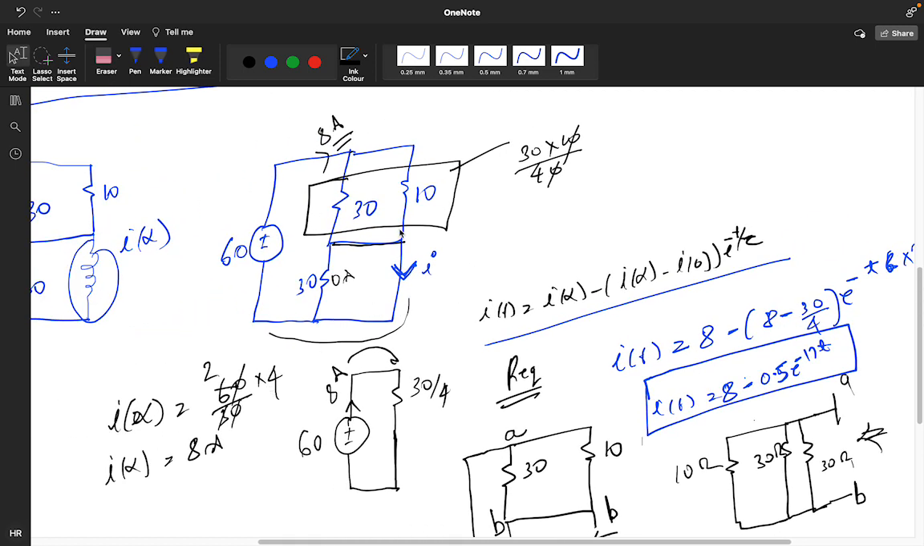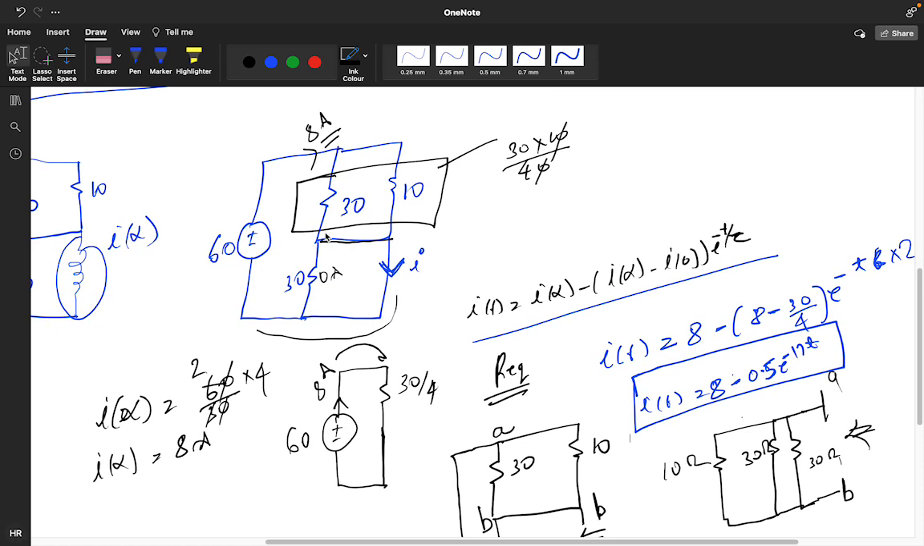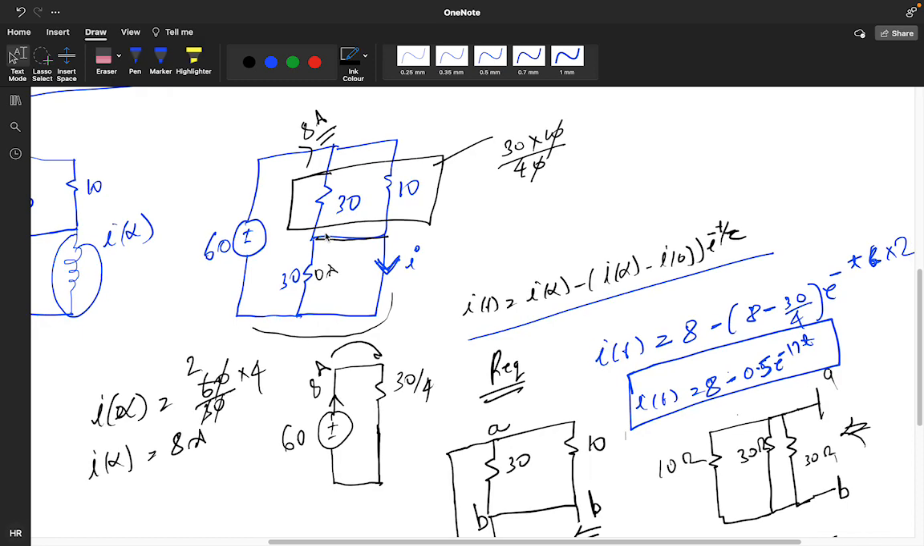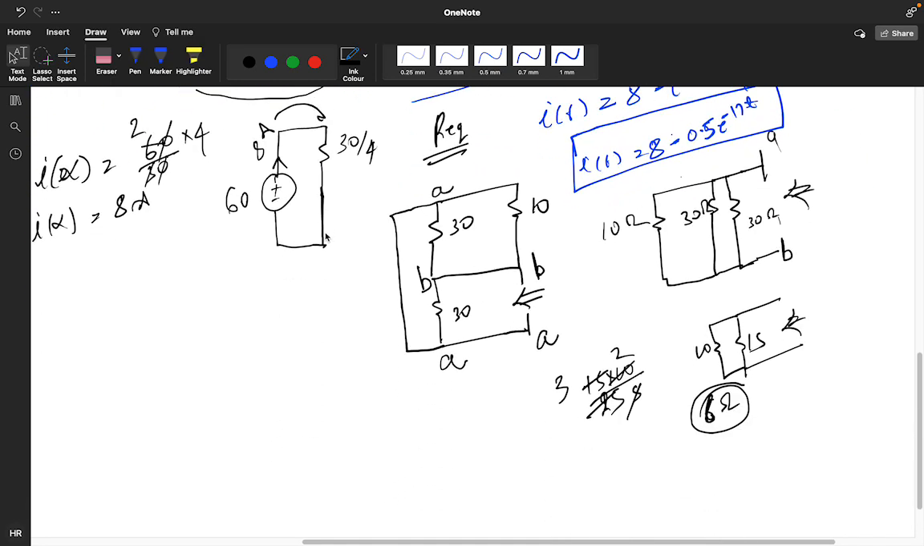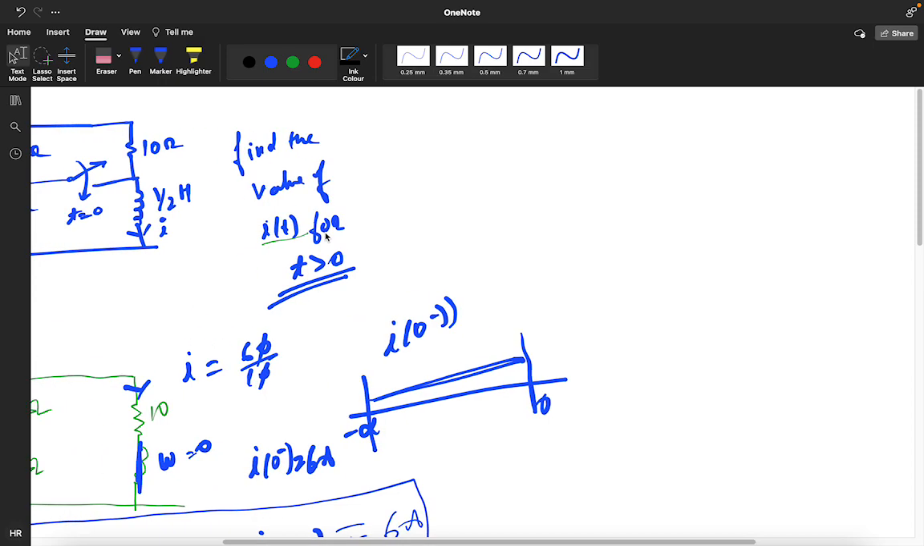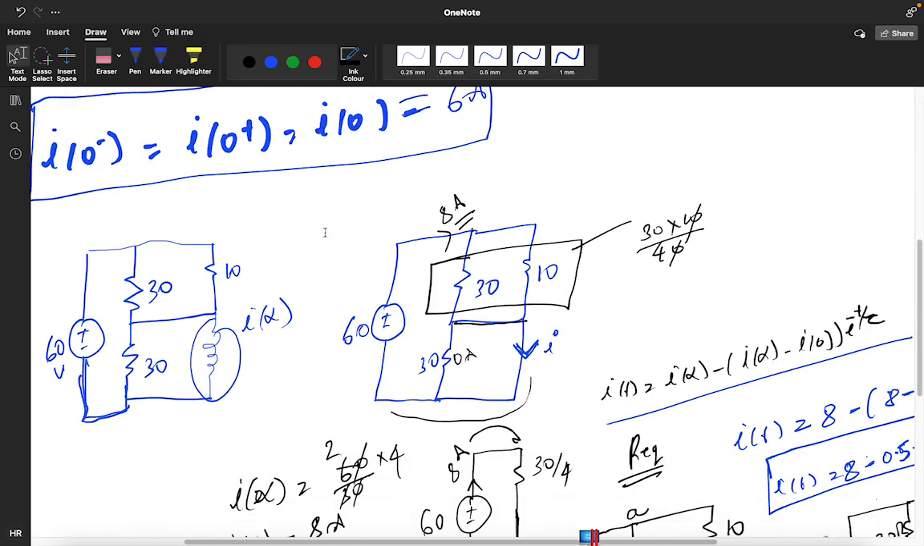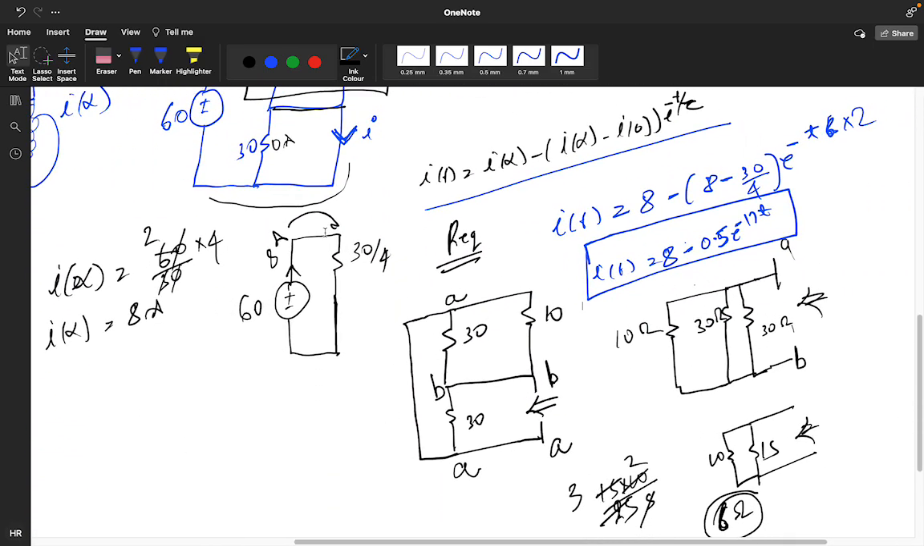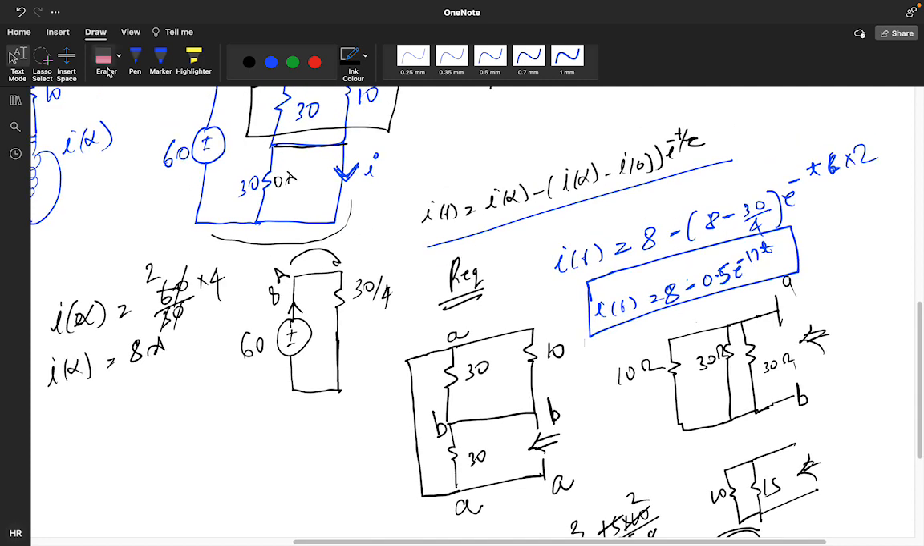Yes, I of infinity will come 6 ampere, I think. So, 6. How, Priyanka, will 6 come? 60 is there, 60 divided by... oh, I of 0 is 6, sir. I of 0 value will come 6. Just wait. Yes, I of 0 was 6. Right, I of 0 was 6.